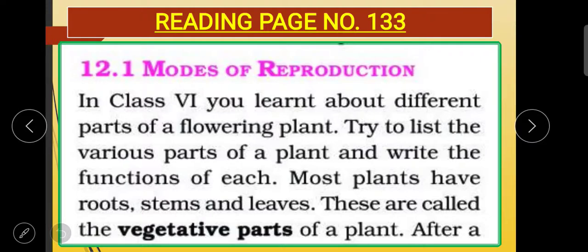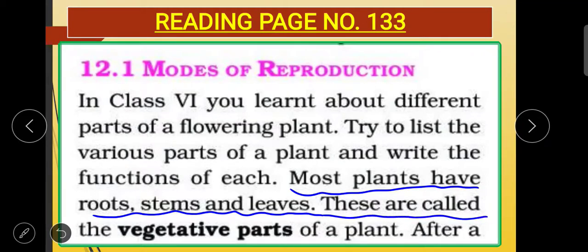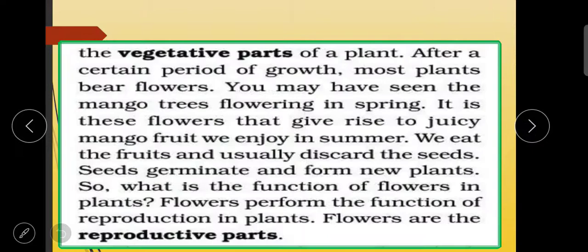And you know that most plants have roots, stems and leaves, and these are called the vegetative parts of the plant. So we have learnt about the different parts of the plants, out of which roots, stems and leaves are called the vegetative parts of a plant. After the vegetative part, there is a certain period of growth.